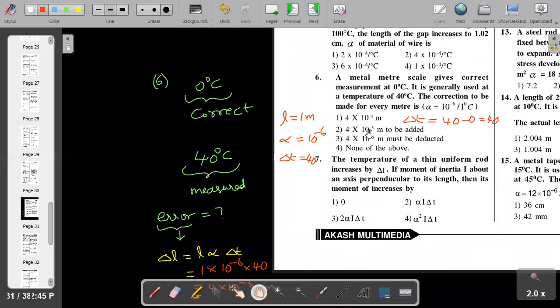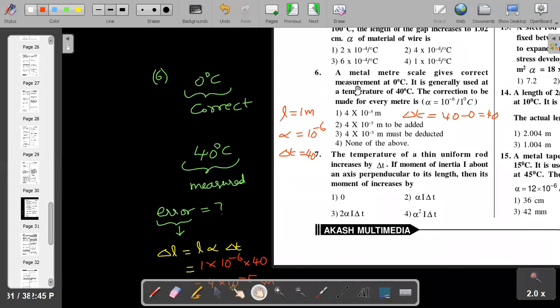A metal meter scale gives correct measurement at 0 degrees centigrade. It is generally used at the temperature of 40 degrees centigrade. The correction to be made for every meter, this is the question. Sixth question: they have taken one metal meter scale. Correct temperature is 0 degrees, and it is measured at 40 degrees centigrade.